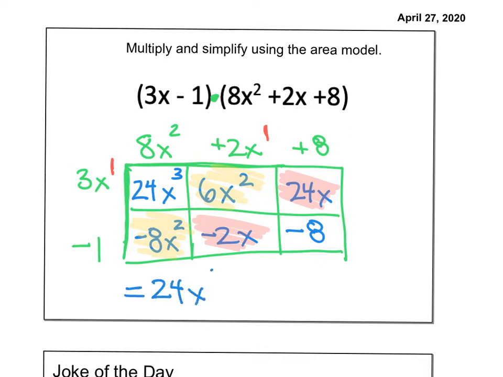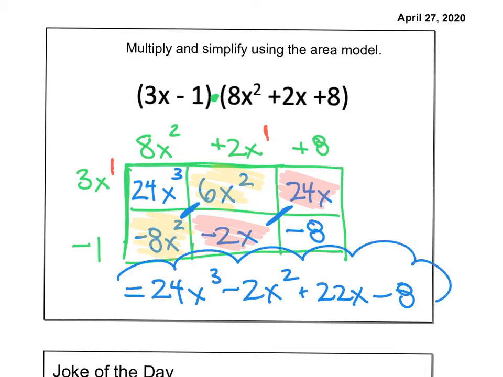The 24x cubed will come first. Then we'll do the x squareds. Negative 8 plus 6 is a negative 2x squared. Then we'll do the plain old x's next. Negative 2 plus 24 is 22x, and then you have the negative 8 on the end. So that would give us our simplified answer when we multiply those polynomials.